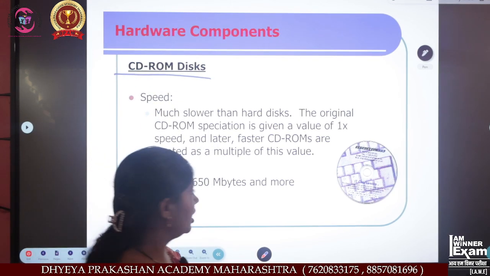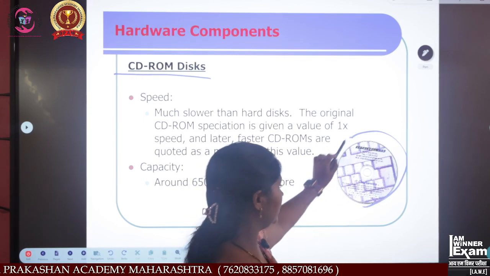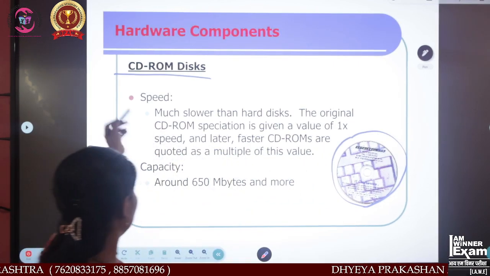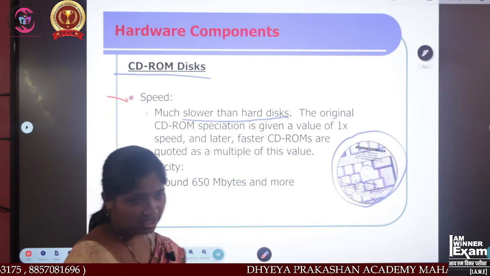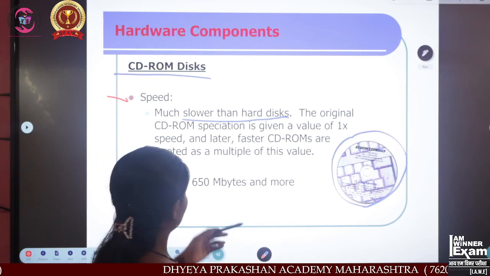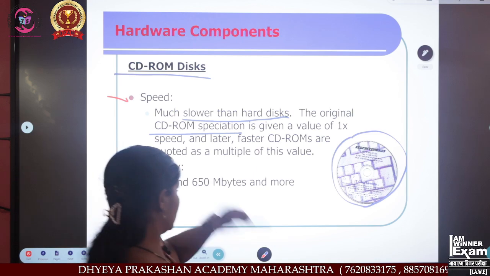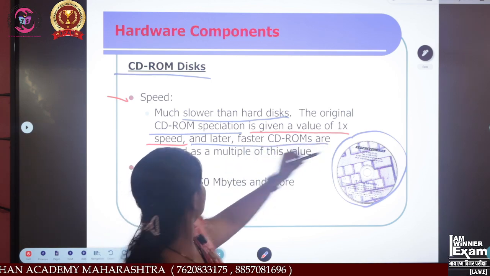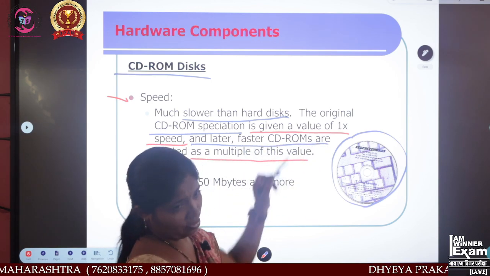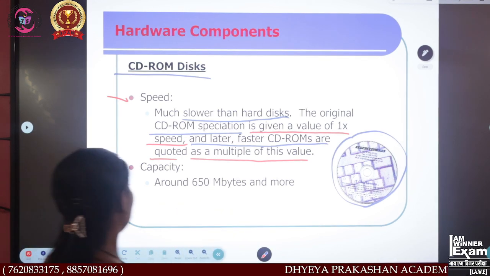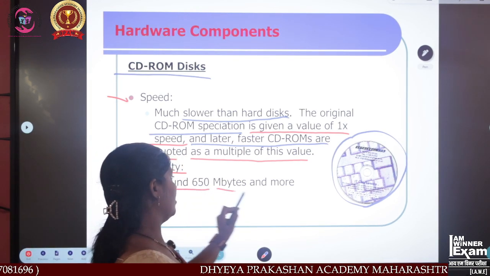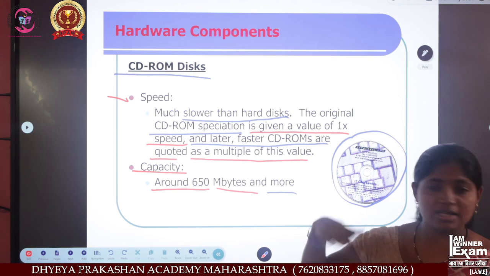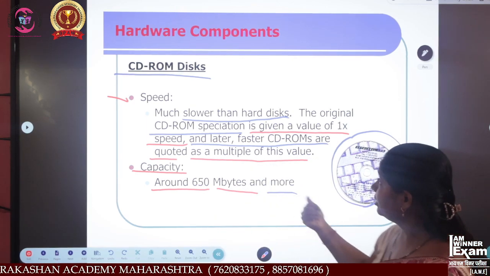Next one is the CD-ROM disk. This picture is called a CD. CD-ROM disk speed is slower than hard disk. The original CD-ROM specification is given a value of 1 for speed, and later faster CD-ROMs are quoted as a multiple of this value. Capacity of a CD-ROM disk is about 650 megabytes and more.